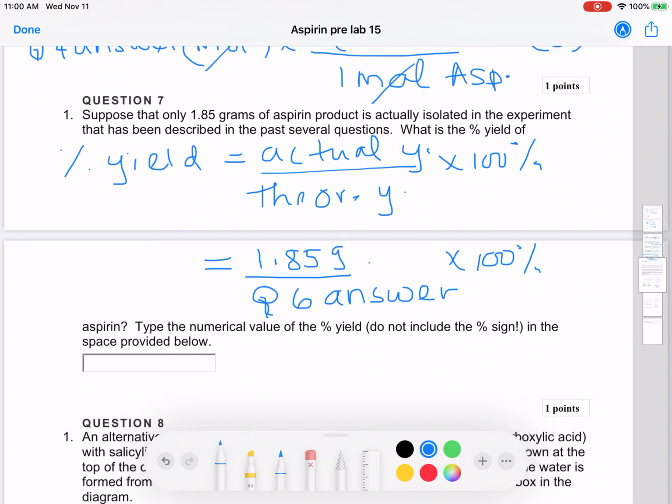If you do your work correctly, it should give you something like 64% something. Okay, 64.9% if you do all the calculations correctly. Okay, so that's how you calculate the percent yield.